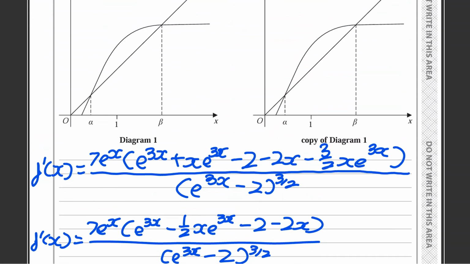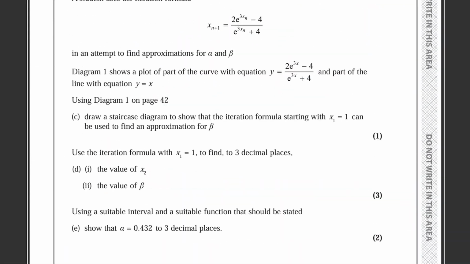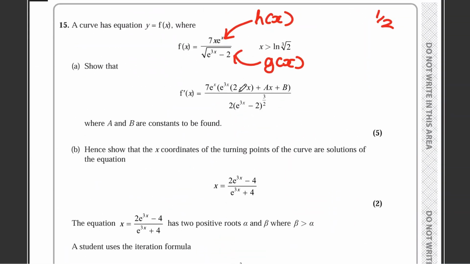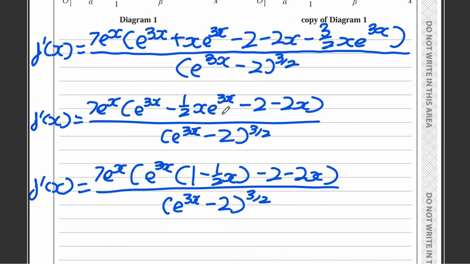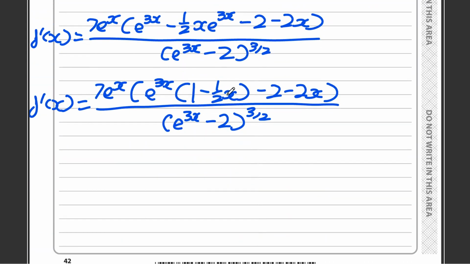Now, if you look at what we need in the final answer, this is very, very close. The only difference is that in this bracket we have 2 minus x, and in the denominator we have 2 here. At the moment, in the bracket we have 1 minus a half x, and we don't have this 2 in the denominator. So what we could do here is we could try and factorize out a half from this numerator here, and then bring this half in the denominator to make 2.